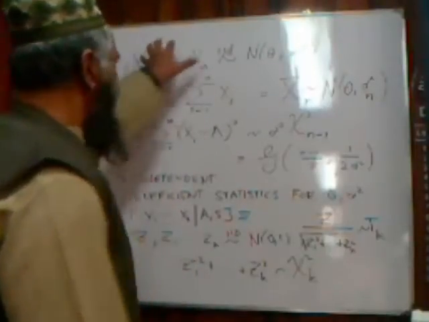A and S come from x1 through xn, so all properties of A and S depend on this assumption.